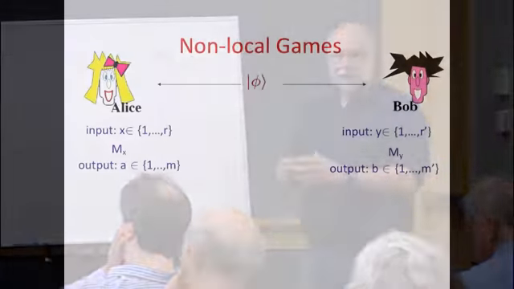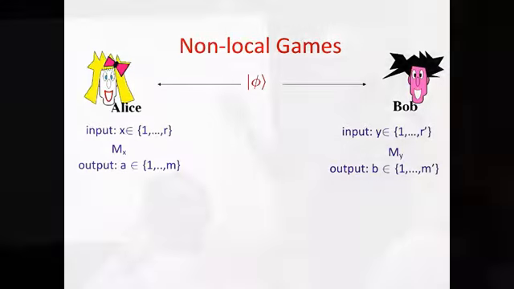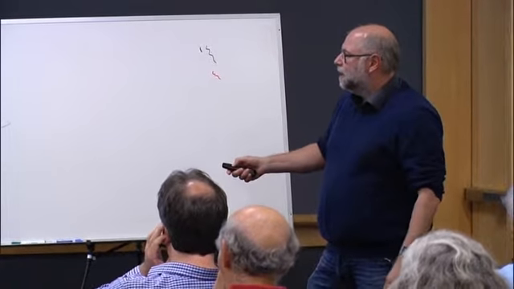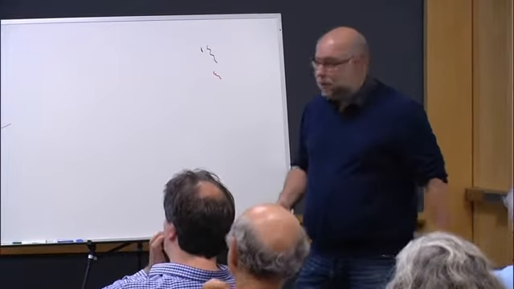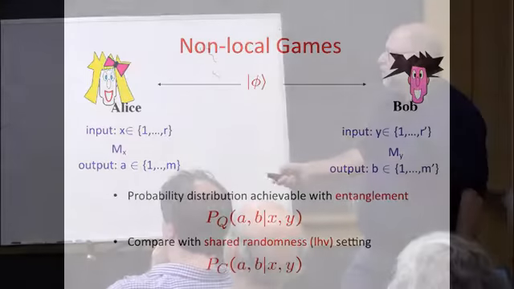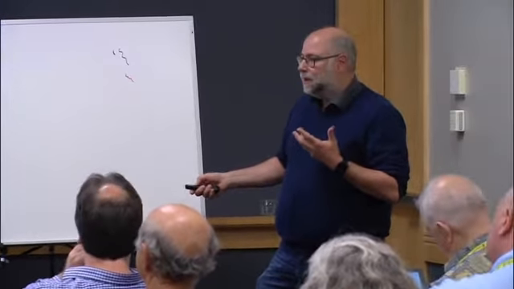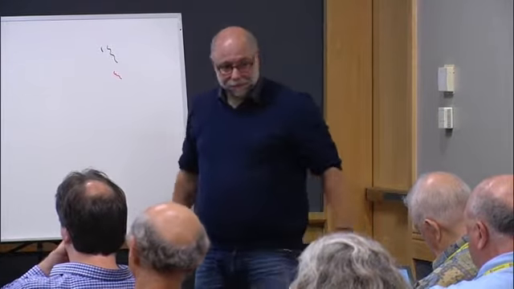Non-locality, non-local games is a similar thing, but there's no communication. It's like communication complexity without communication. So Alice and Bob share a state, they get an input, perform some measurement on that state, and produce an output. And then you can look at the correlations that are given by this conditional probability distribution that arise from quantum protocols, and you can look at the probability distributions that arise from classical schemes, where they have not EPR pairs, but they have shared randomness.